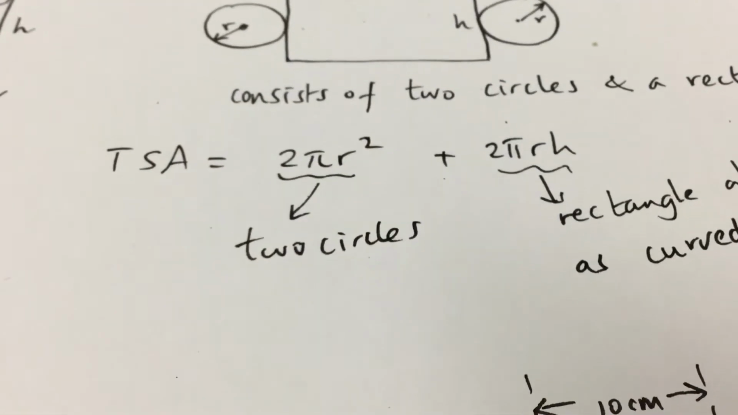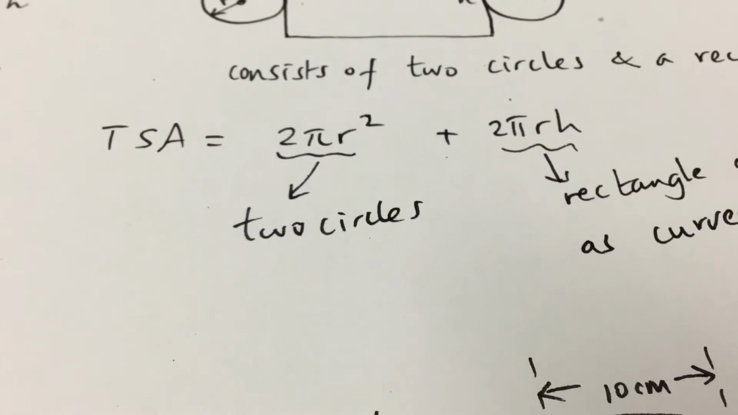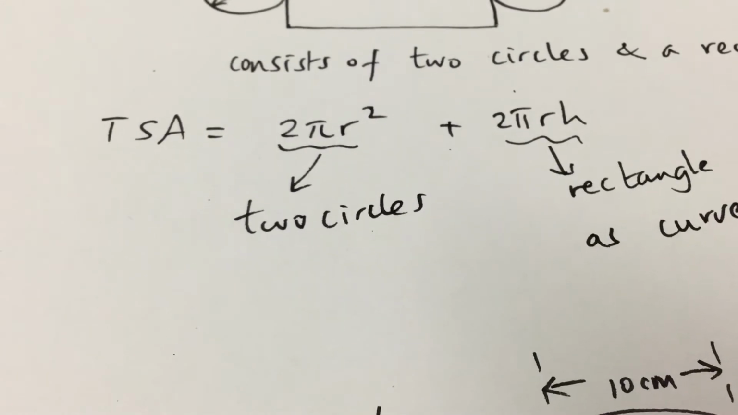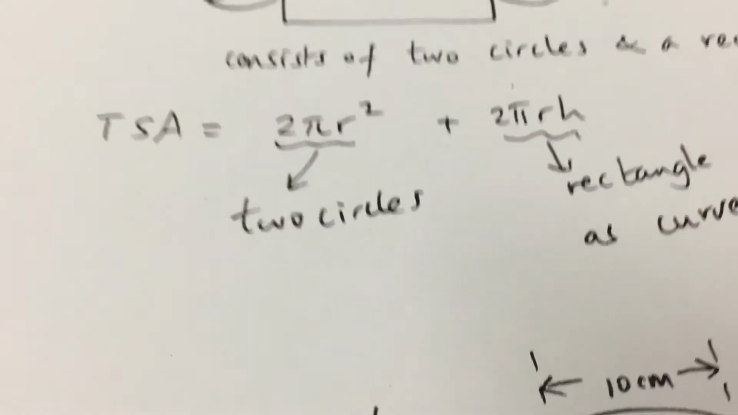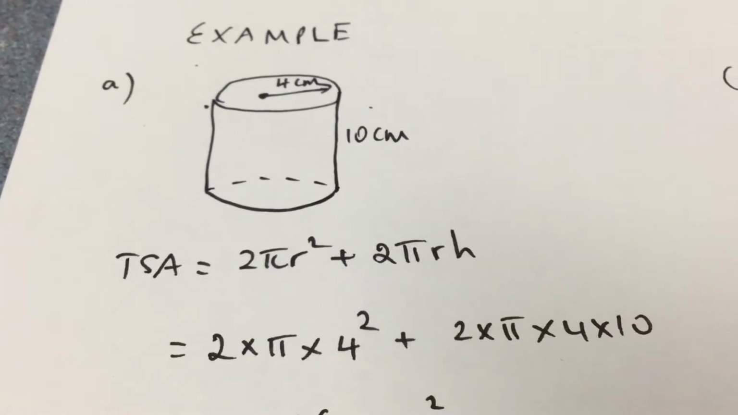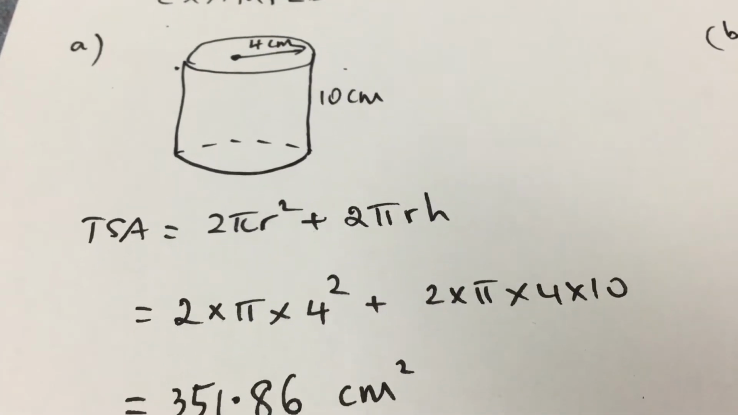So to recall, total surface area TSA is 2 pi r squared plus 2 pi r h. Now we're going to take a couple of examples of how to use this formula to find the total surface area of cylinders. So example 1, we have a cylinder with a radius of 4 and a height of 10.